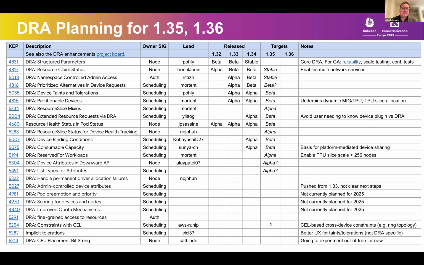And for 4680, resource health status in pod status. I don't know if JP's here, but I think I talked to him. He said beta. He wants to take it to beta.